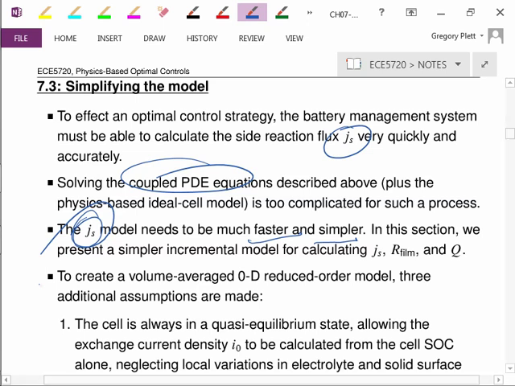So we're going to look at an incremental model. Incremental simply meaning that it's of the form that value at time k equals value at time k minus 1 plus stuff. It's a recursive model. It adds to itself. I don't have to remember infinite history. I just need to remember the previous value in order to calculate the present JS, present R film, and present capacity of a cell.